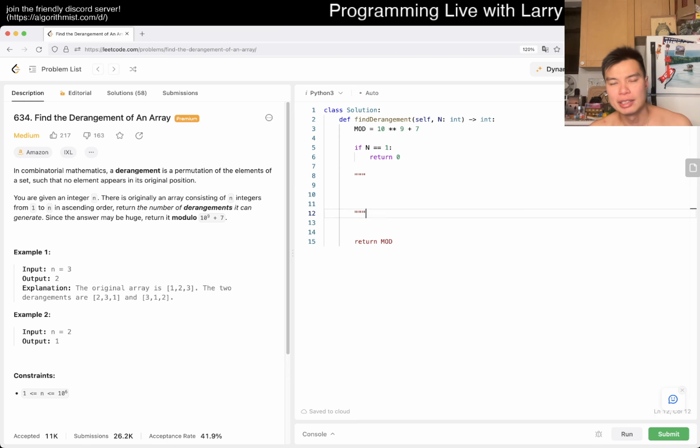Because with 3, the 1 has to go in 2 or 3, so there are 2 choices for the first one. But then there are some consequences. Because if you go to the 2, then the 2 has to go to the 3. I mean, it could try to go to the 1, but then the 3 would match. So I don't know how to represent that in terms of states. At least not in a reasonable way. A bitmask is not very useful because the n's are pretty big, right?